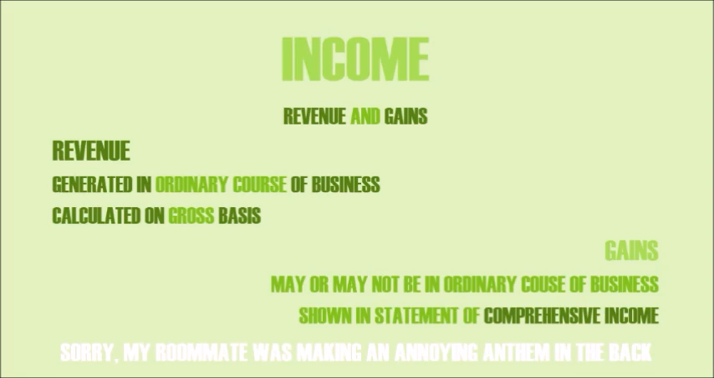For example, core revenues tend to be something like sales or service revenue, while other revenues could include interest revenue, rent revenue, dividend revenue, commission revenue. These are calculated on a gross basis. Gains, on the other hand, may or may not be in the ordinary course of business. They are often calculated on a net basis.